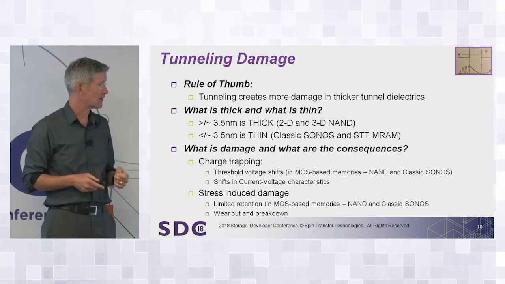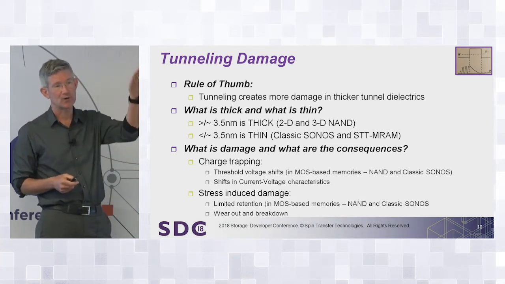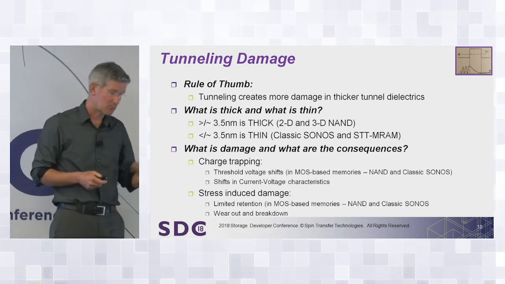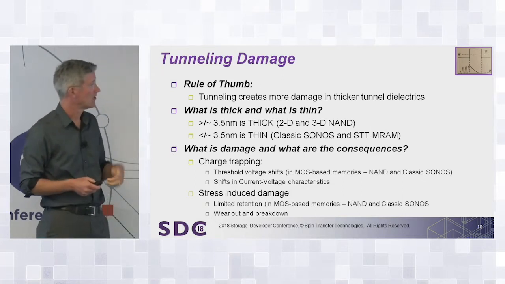And you also get shifts in the current-voltage characteristics. It might be more difficult to have current flow through a device that's supposed to be on, and it's more difficult to turn off a device that's supposed to be off. And then, again, it gets more difficult to sense the state of the device. So charge trapping is one.